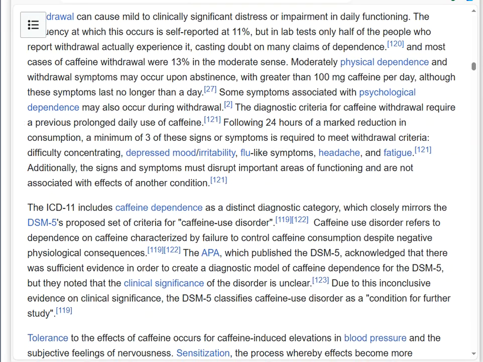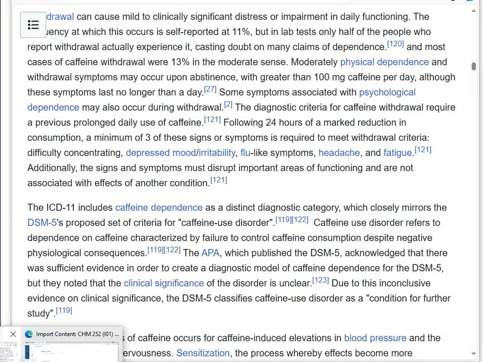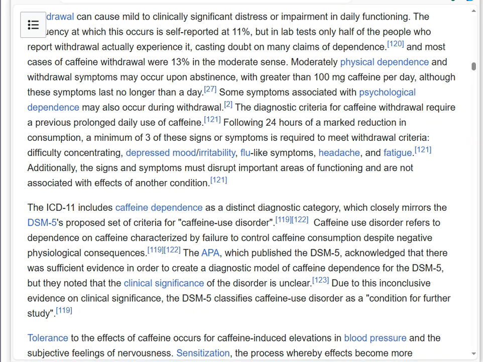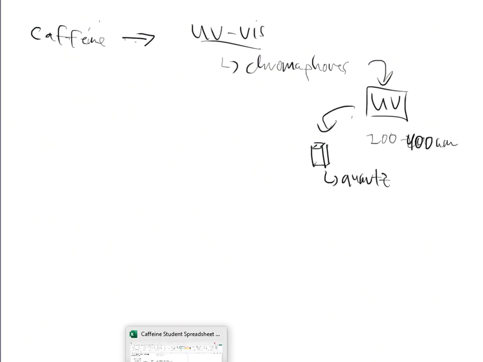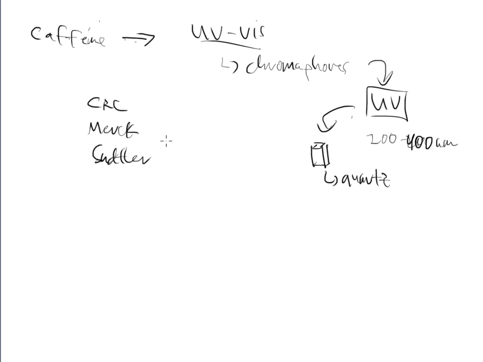So with that said, we've got resources for a reason. We've got textbooks for a reason. In our lab, we have the CRC, the Merck, and the Sattler. All three of those are resources that we can use in our laboratory spaces or in the library, and we can look up some pertinent information about caffeine's UV-Vis data.